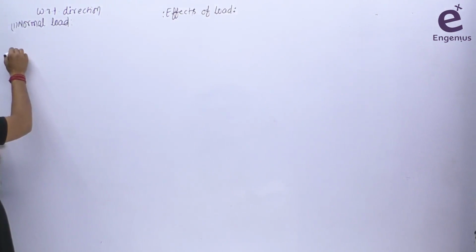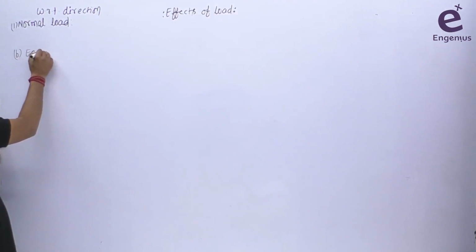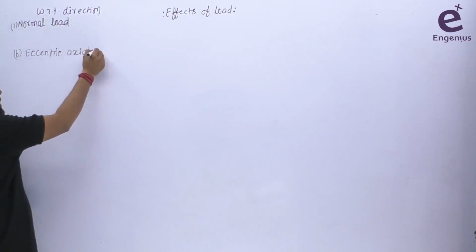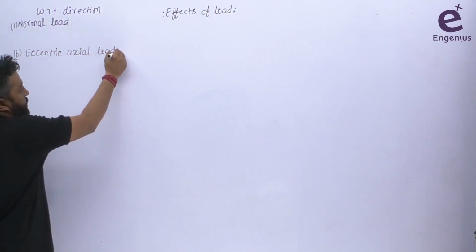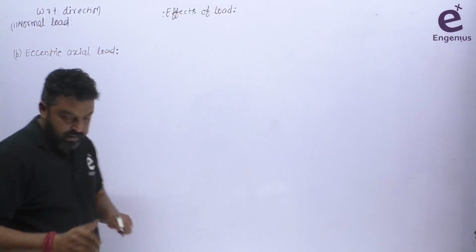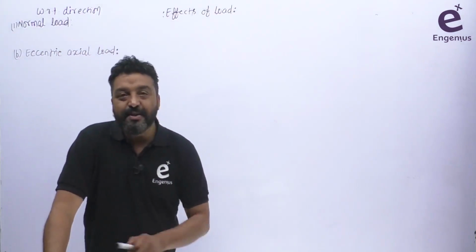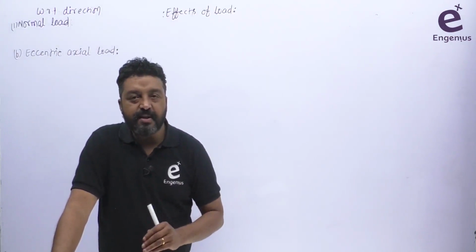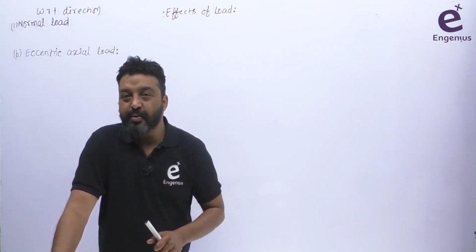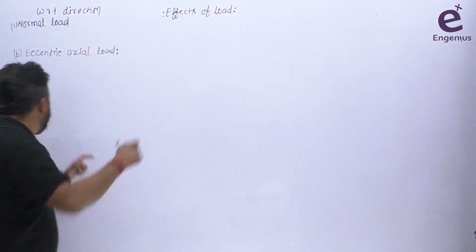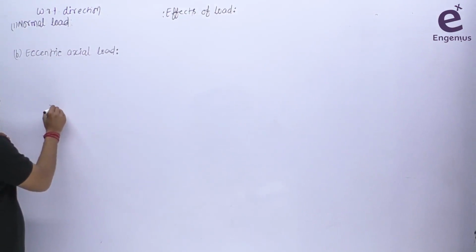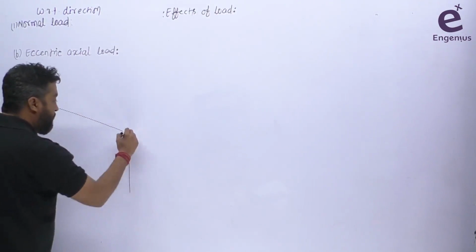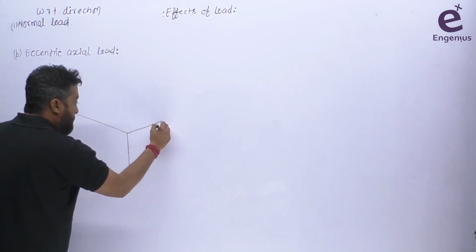Okay, this is our second type. Now you will see how, when the axial load has a little bit of eccentricity, its effect is going to change. Let's take a look. So again I'm considering this as our member here.